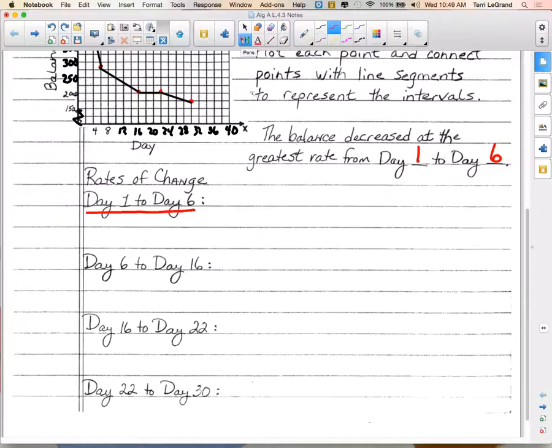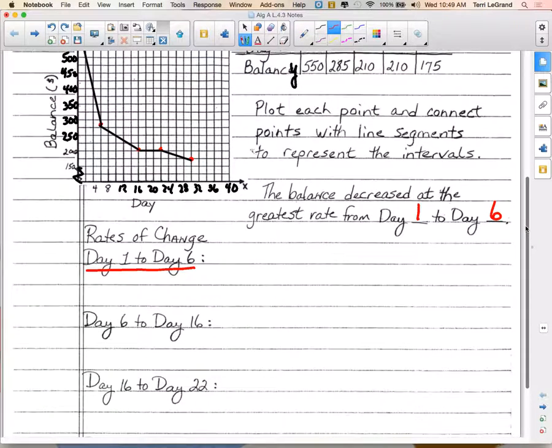So go to our table. We need the y values. The y values are the days or the balance? The y values are the balance. So we're going to take the balance on day 1. What was the balance on day 1? $550. And we're going to subtract the balance on day 6. How much was it on day 6? $285.